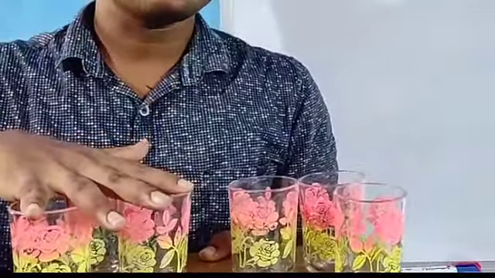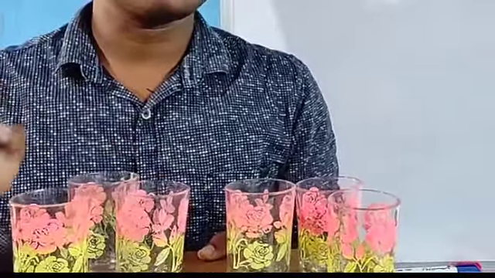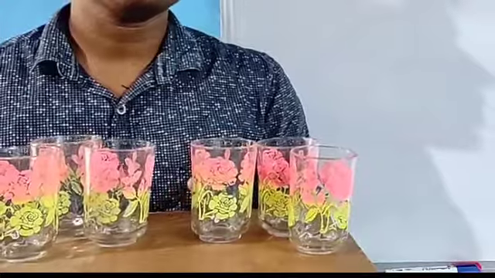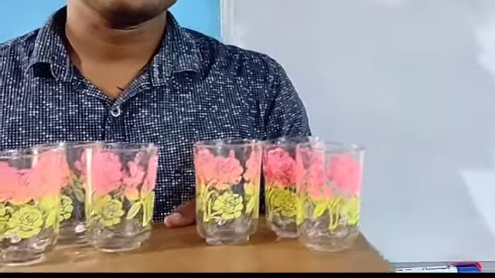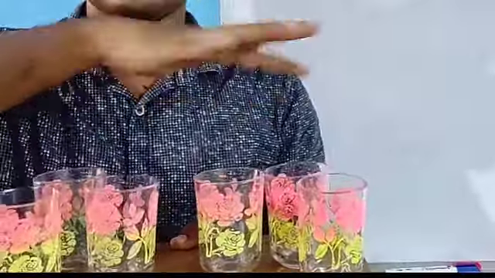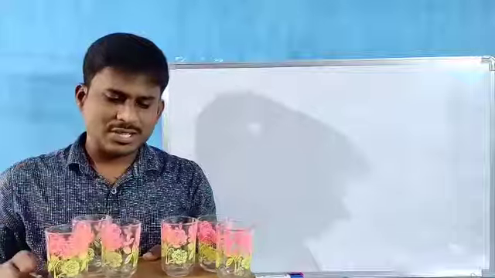Now in another way, what can we say, children? Two groups of three means what, children? 2 groups of 3 equal to 6. Or else we can write in the form of 2 into 3 equal to 6, children. Okay, children? See children, I can arrange this in another way also.